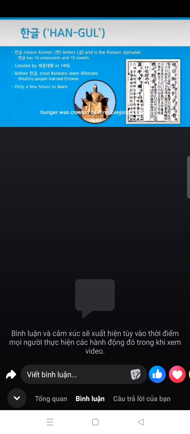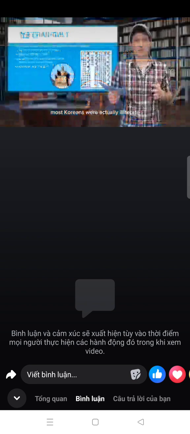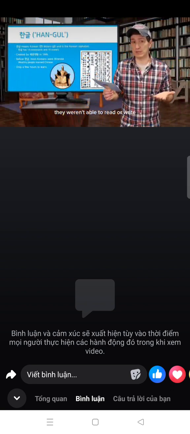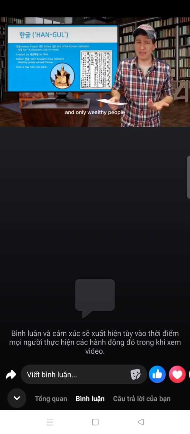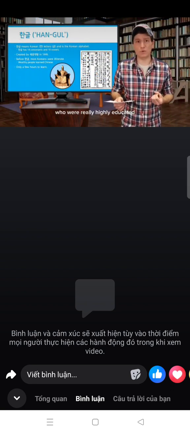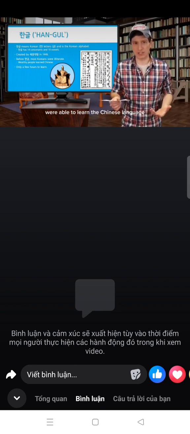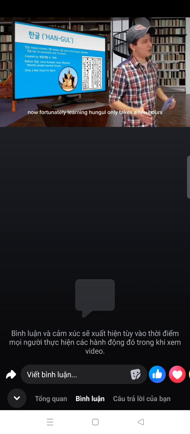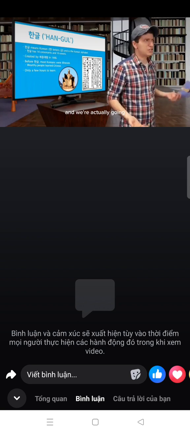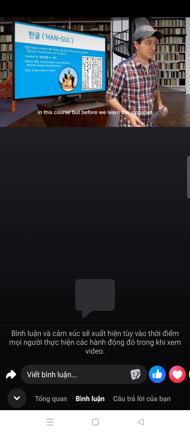Hangul was created by King Sejong in 1446. Now, before Hangul existed, most Koreans were actually illiterate. They weren't able to read or write, and only wealthy people who were really highly educated were able to learn the Chinese language. Now, fortunately, learning Hangul only takes a few hours, and we're actually going to be doing a class on that in this course.